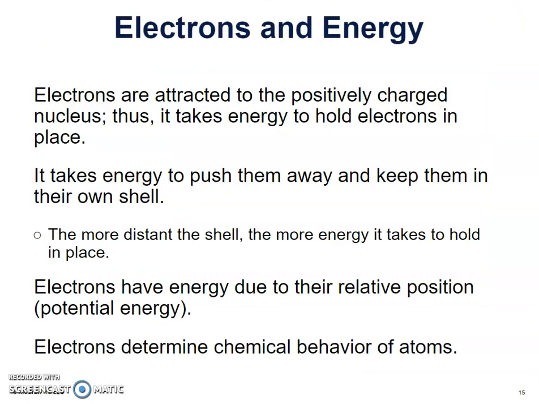Electrons and energy. Electrons are attracted to the positively charged nucleus. Thus, it takes energy to hold the electrons in place. And it also takes energy to push them away and keep them in their own shell. The more distant they are from the nucleus, the more energy it takes to hold on to them. Electrons have energy due to their relative position, so it's potential energy, and it's due to their distance from the nucleus. Electrons also determine what behaviors your atom exhibits.